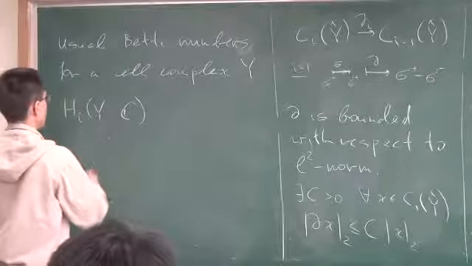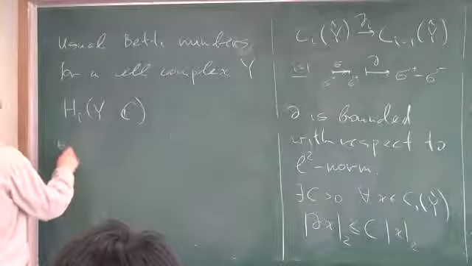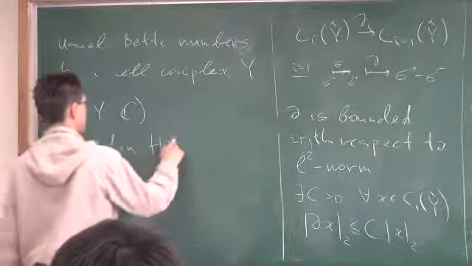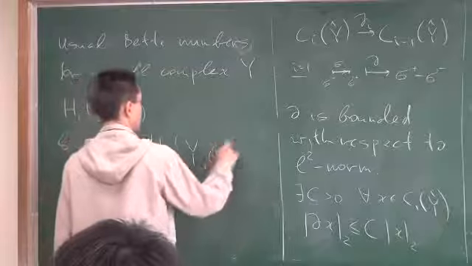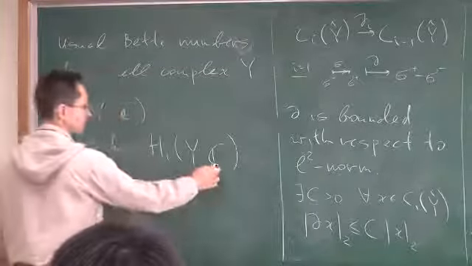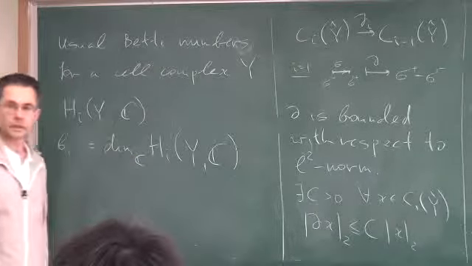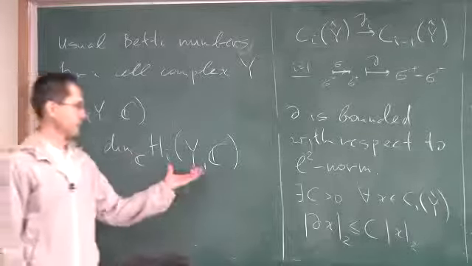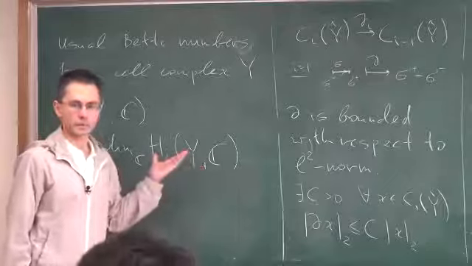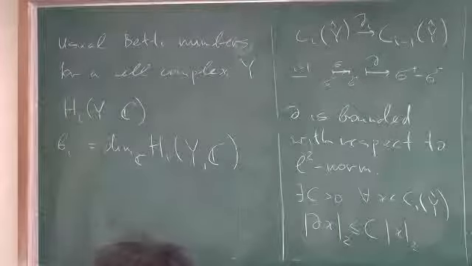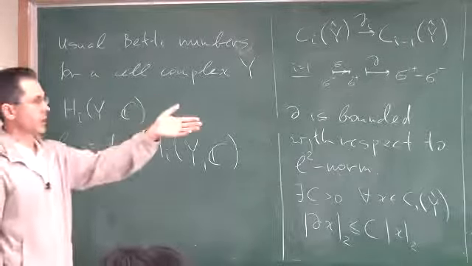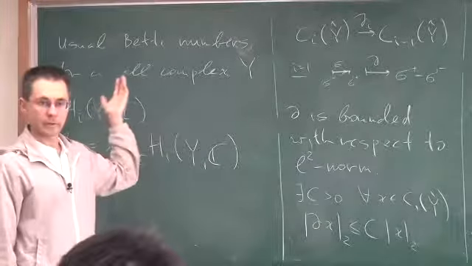You take this homology, and then b_i by definition is the dimension of the i-dimensional homology of the complex. Say if you took it with complex coefficients, I should take the dimension over complex numbers. This is a vector space over complex numbers. These are the usual Betti numbers. Now we want to define an L2 version of these numbers.